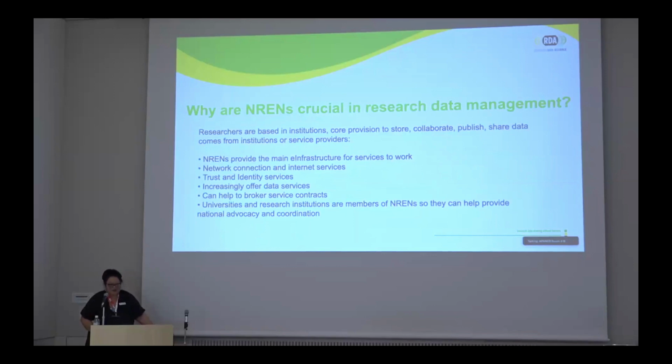So researchers are based in institutions, universities and other institutions who have to provide storage, collaboration services, publishing services and sharing data services. And these come from within the institution or outside providers such as NRENs. NRENs provide the main e-infrastructure for these services, which include network connection, internet services, trust and identity services. They can help broker contracts, vertical integration type work, and universities and research institutions are members already of NRENs. So NRENs can help provide national advocacy and coordination.